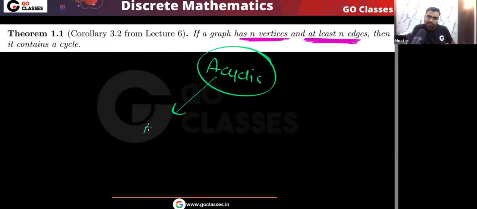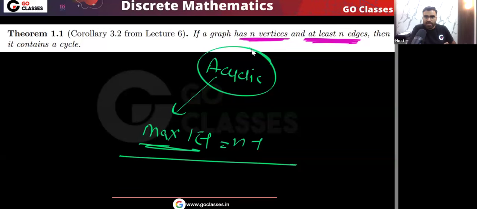Okay, because see, this is saying if a graph has n vertices and there are at least n edges, then is it possible it can be acyclic? It cannot be acyclic, right? Because if it is acyclic, then maximum how many edges can I have? In an acyclic graph, the maximum number of edges can be n minus 1.